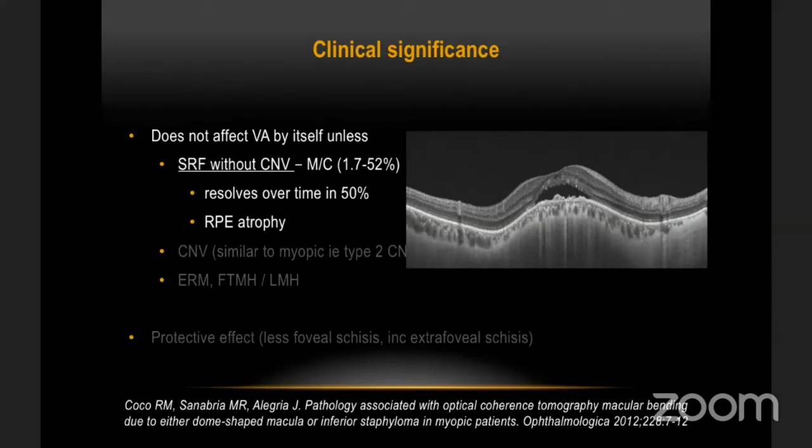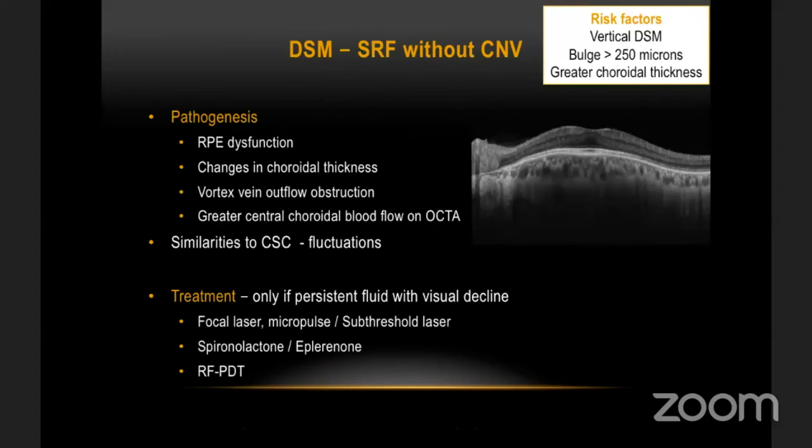It does not affect visual acuity by itself unless there is an associated SRF, like we saw in the case of flat irregular PDs and SRF. This is the most common finding associated with DSM. It resolves over time in more than half the patients with resultant RPE atrophy.